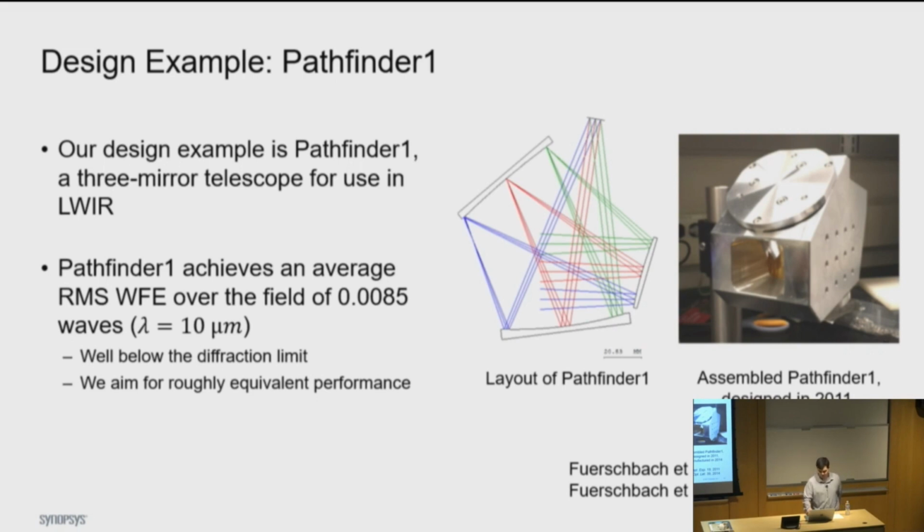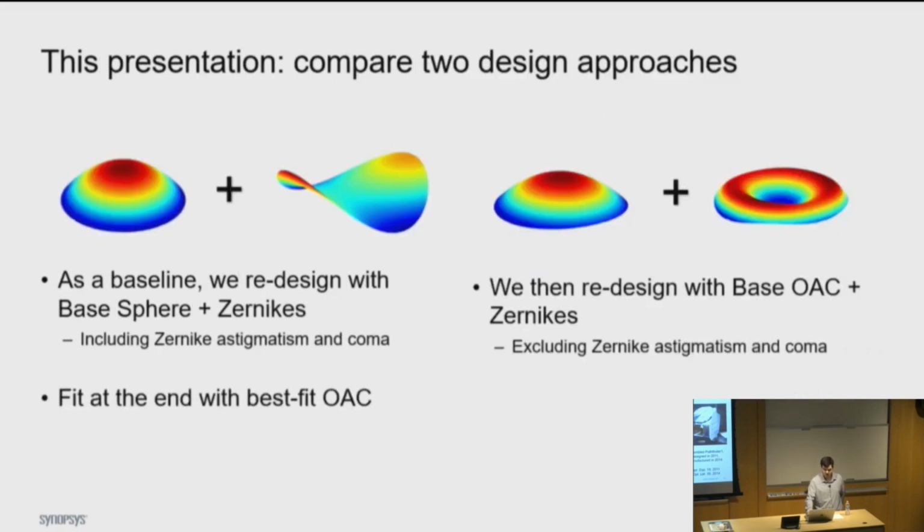So that's our design example, and what we're going to do is basically design this guy in 2 ways. On the left-hand side, we'll have our baseline design for comparison. This is going to use a base sphere. It's going to use Zernike polynomial terms on top of that, and it is going to include Zernike astigmatism and Zernike coma. At the end, we're going to fit the surfaces with the best fit off-axis conic, and we're going to look at the departures.